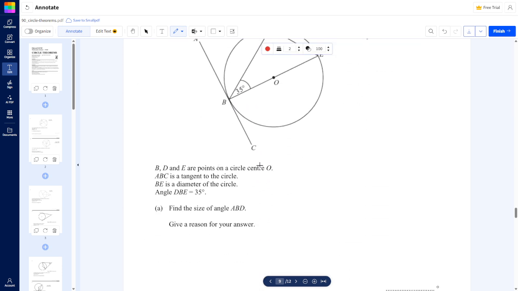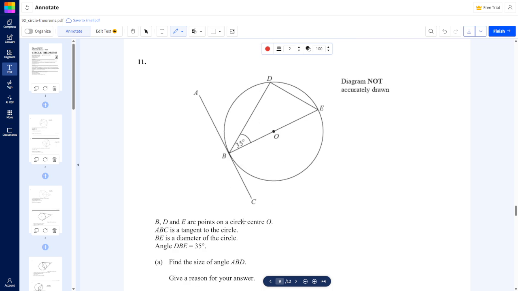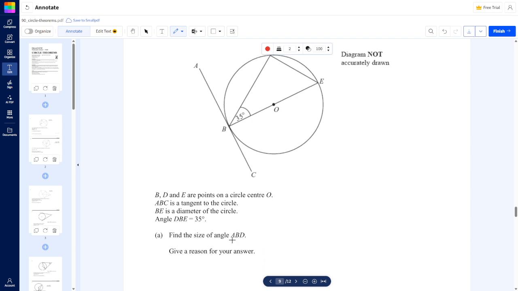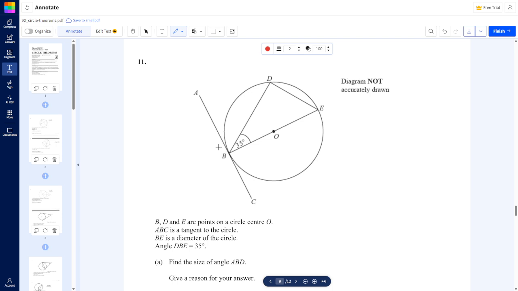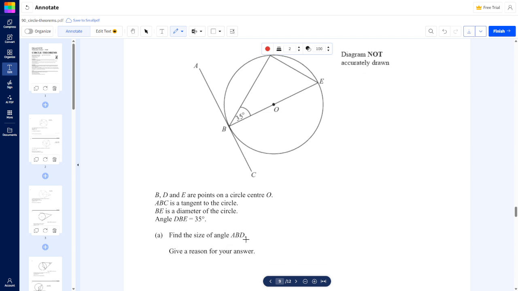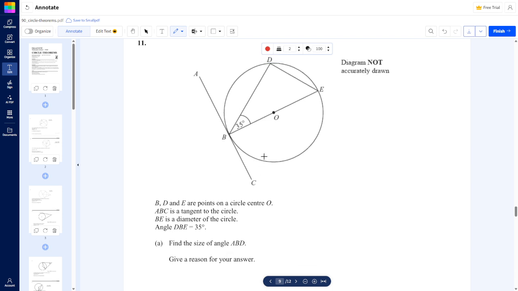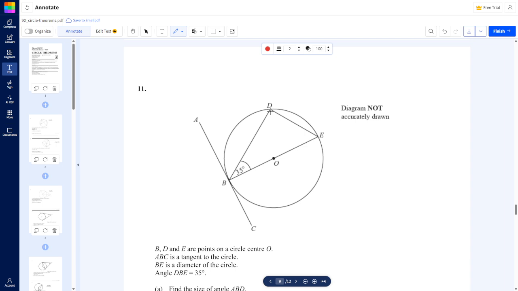Here, B, D, and E are points on a circle, center O. ABC is the tangent to the circle. BE is a diameter. Angle DBE is 35 degrees. Find the size of angle ABD. Okay. Because BDE is an angle inscribed in a semicircle, since BOE is a diameter, this would be 90 degrees. That's one of the circle theorems you have to know.